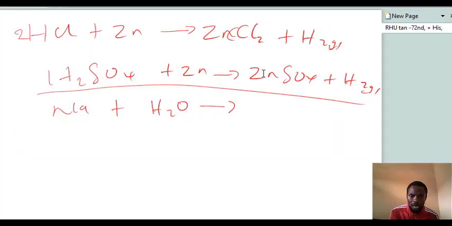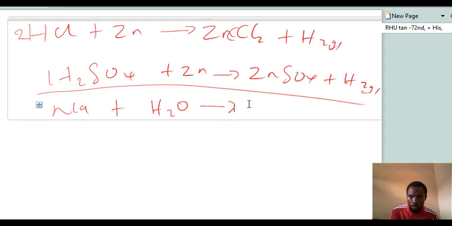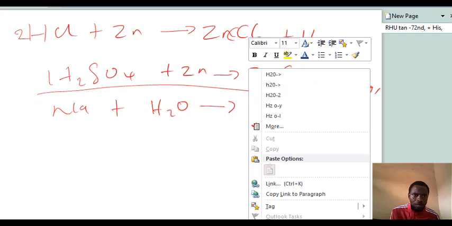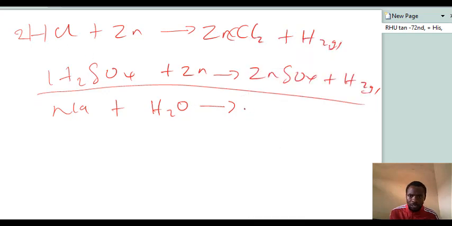So when we have a water supply in large amount, we will have sodium hydroxide, NaOH, produced, and it will liberate hydrogen gas. We need to balance the equation because we have water. This has to be 2, so we are going to have 2 sodium, and so we are going to have 2 sodium hydroxide.